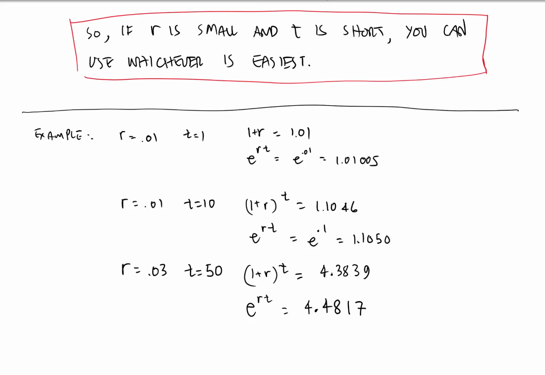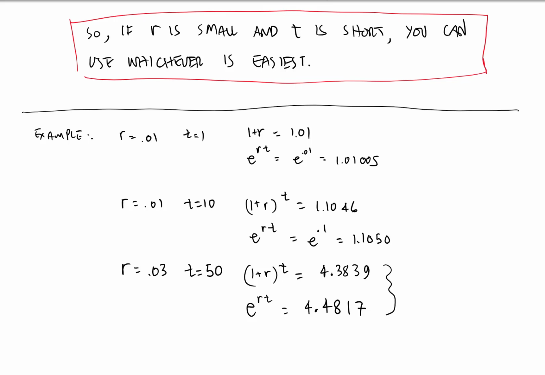If r were 3% per year and t were 50 years, then (1 plus r) to the t is going to be 4.3839. So the population is going to grow a little bit more than 4 1/3 times what its original population was. At 3% per year for 50 years, it'd be 4 1/3 times bigger. e to the rt, if it were an exponential model, it would be 4.4817 times bigger.